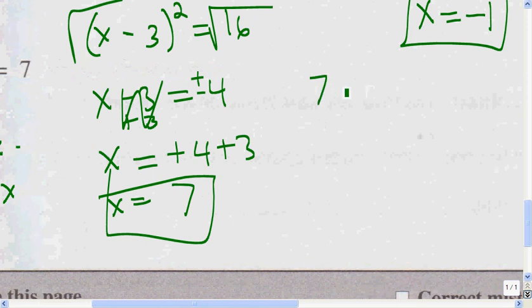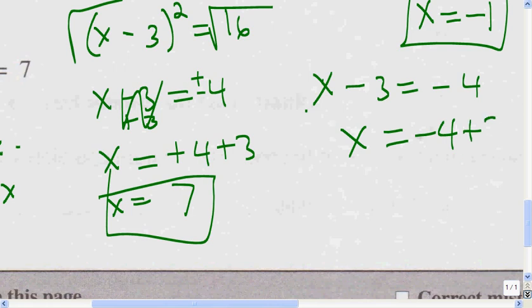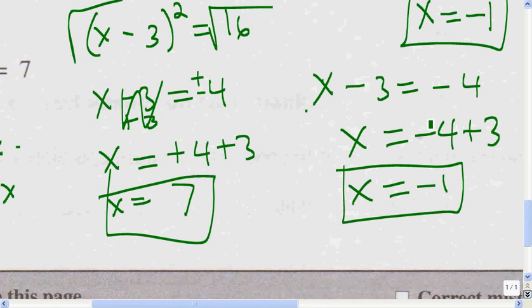And then I'm going to do the negative 4. So x minus 3 equals negative 4. x equals negative 4 plus 3. x equals negative 1, because negative 4 plus 3 equals negative 1. When you're combining numbers and the signs are different, you subtract. And your answer is always the sign of the bigger number. So since the bigger number was 4, our answer was negative.